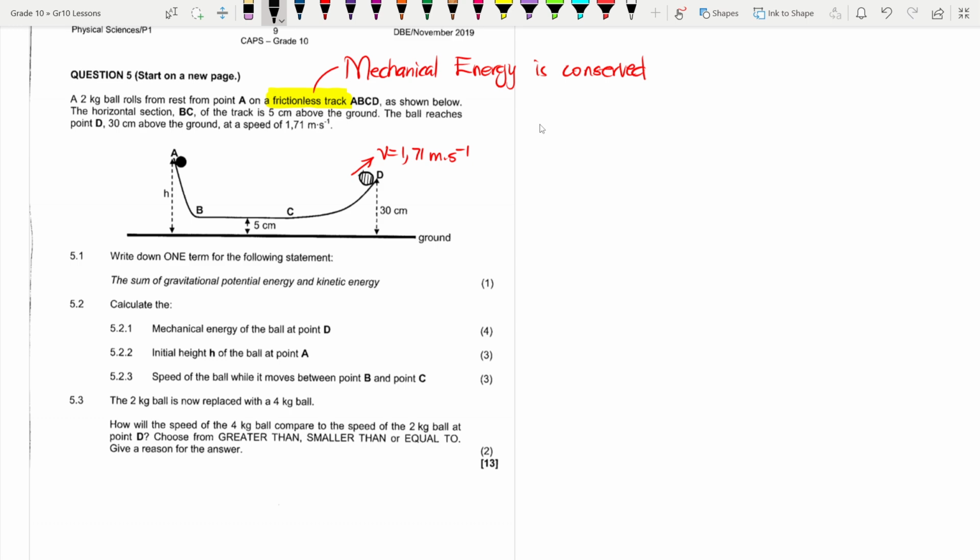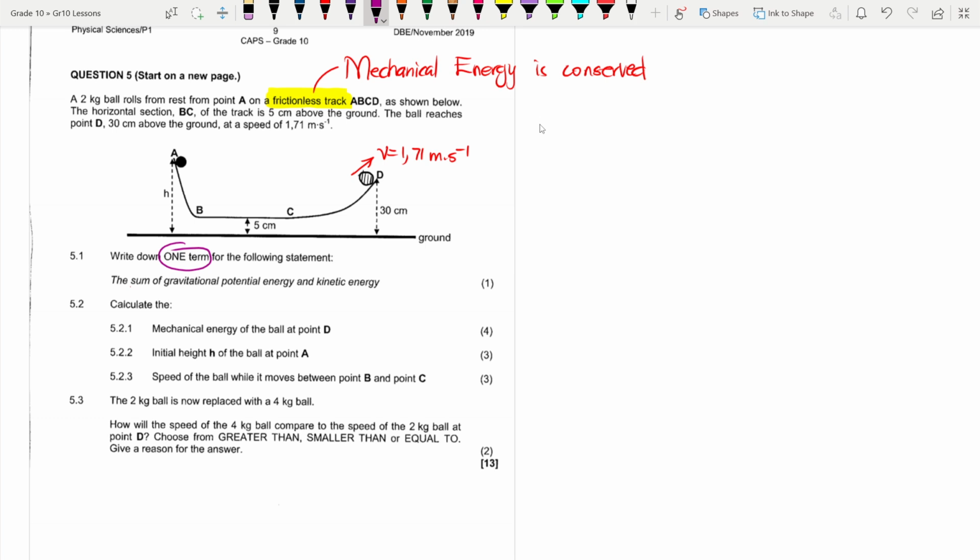So which term can we use for this? The sum of gravitational potential energy and kinetic energy. So you can use a half mv squared. Yeah, EK is equal to a half mv squared. Write down one thing. The sum of gravitational potential energy. Then what is this?